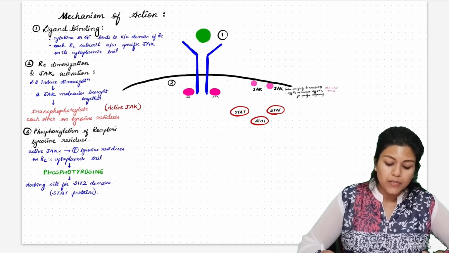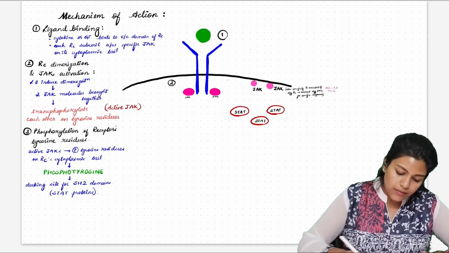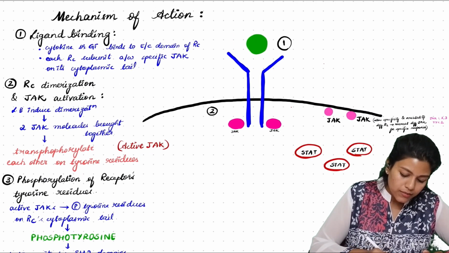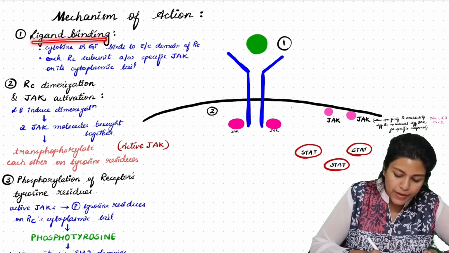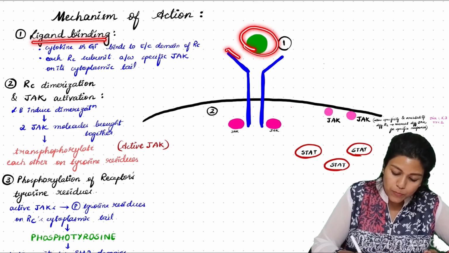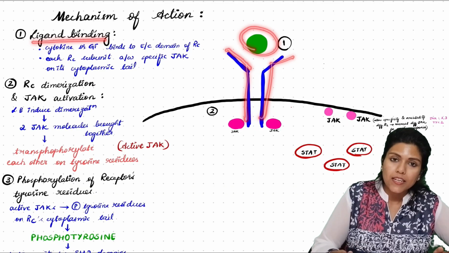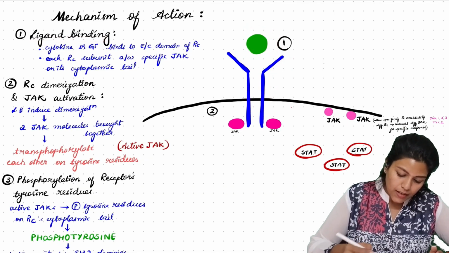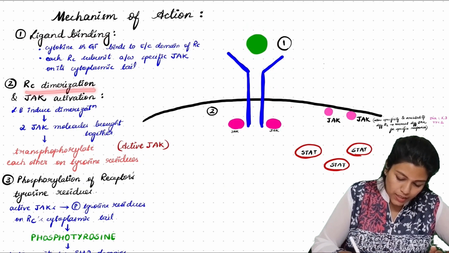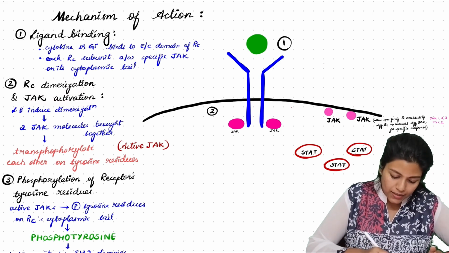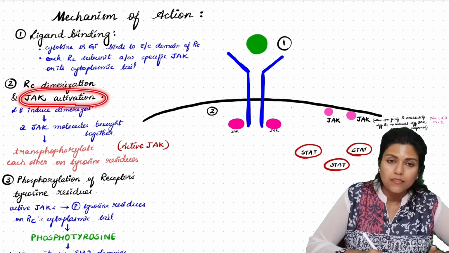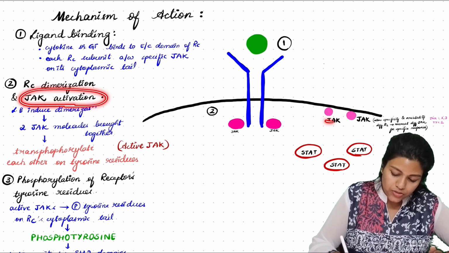So let's see the mechanism of action of these NRTKs. We will study it under these headings. First, beginning with ligand binding. A ligand has to bind to the receptor, which is a helpless receptor without a kinase. Now the receptors will undergo dimerization and JAK activation. These kinases, JAKs, are the tyrosine kinases, Janus kinases. These are the NRTKs here. These JAKs, the NRTKs, get activated.